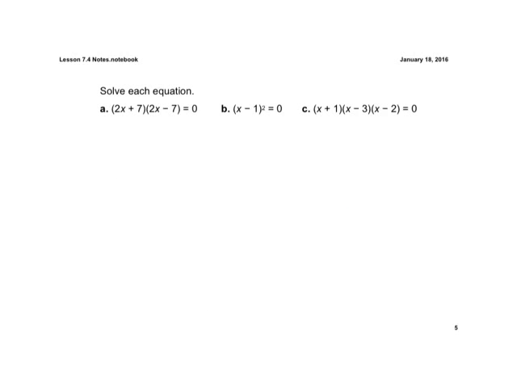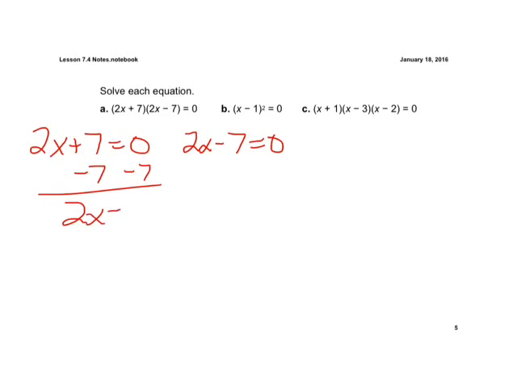Alright, a couple more examples here. We'll run through these real quick. We need to, again, use that zero product property. We're going to set each set of parentheses equal to 0. So what we have is 2x plus 7 is equal to 0, and 2x minus 7 is equal to 0. So let's go ahead and solve. If we subtract 7 on both sides, we're left with 2x equals negative 7. Divide by 2, x equals negative 7 halves.